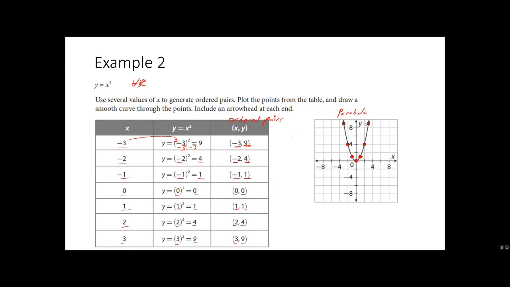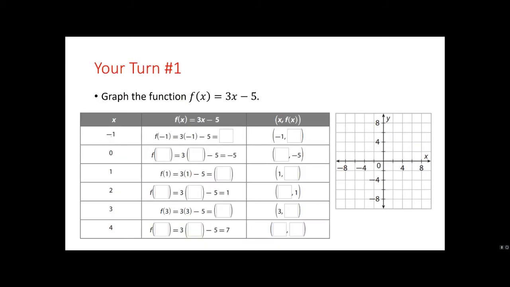Okay, so again, they connect the dots because this is continuous, all right? So your turn number 1, what I want you to do is go ahead. They already picked the points for you. They already picked your domain, your samples, okay? Your domain in the situation, again, is all real numbers, okay? Go ahead and plug these in, all right?